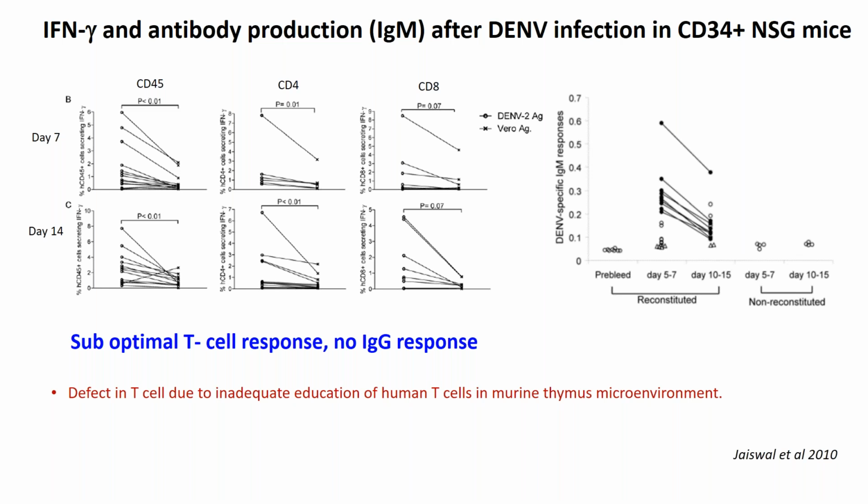And the B cell responses, dengue-specific IgM responses, were generated in these animals, but they were also significantly low compared to what we see in the wild type animals in general or in humans. So this set of data suggested that both the T cell as well as B cell responses in these CD34 engrafted NSG mice were suboptimal. And one of the reasons we thought at that time was that it might be due to a defect in T cells, due to inadequate education of human T cells in the murine thymic environment.